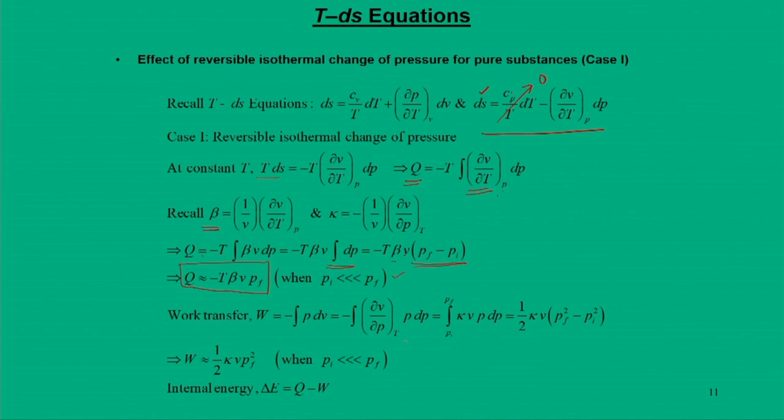Now, for work transfer we have to recall the expression for kappa. Work transfer is the integral of P dV, and the dV information we will get from kappa. After simplifying, we can write the work transfer W is equal to half kappa V times (Pf square minus Pi square). Now, when Pi is much less than Pf, W is equal to half kappa V times Pf square. So, from the information of Q and W one can also find the internal energy.